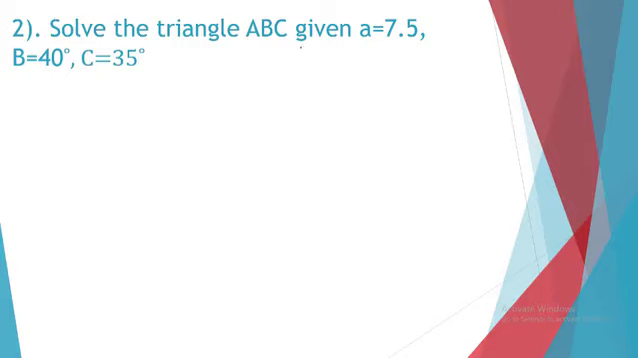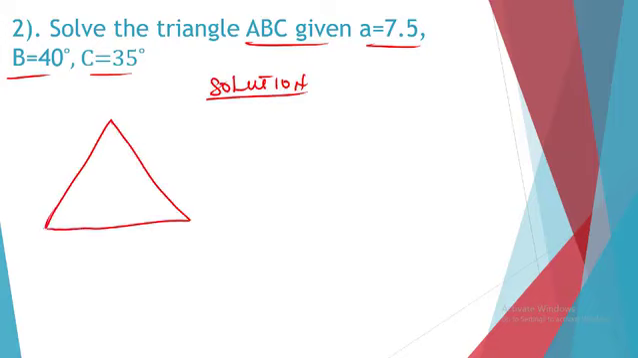Solve the triangle ABC, given a equal to 7.5, angle at B equal to 40 degrees, and angle at C equal to 35 degrees. So let us draw the diagram. We have a diagram A, B, and C. They told us that angle at C, which is here, is 35, angle at B, which is here, is 40 degrees, and line a, which is here, is 7.5.